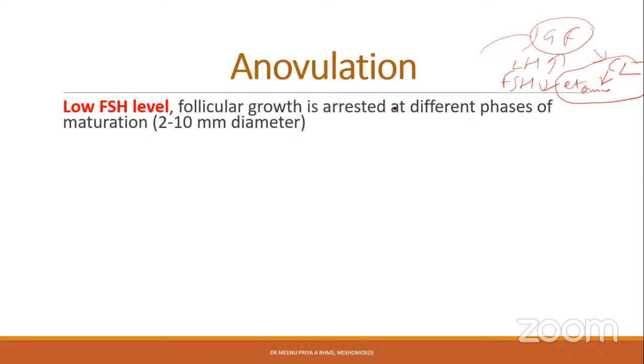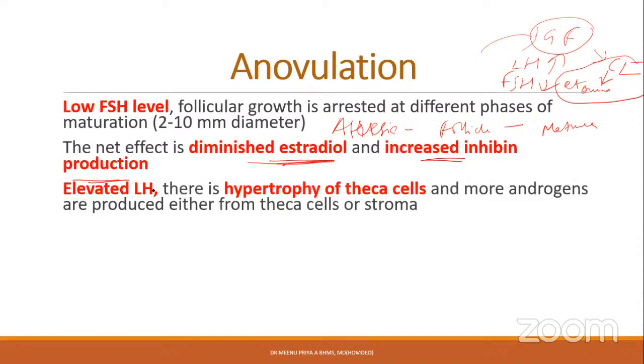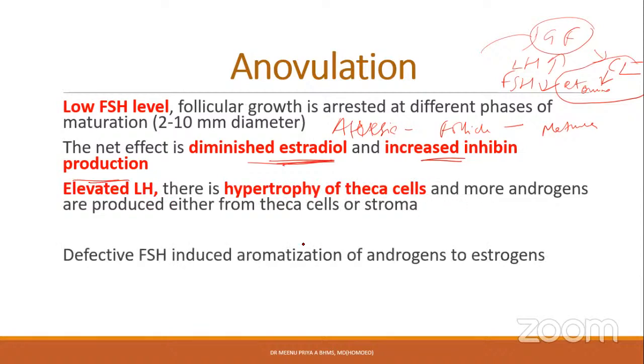So follicular growth is arrested at different phases of maturation, and atresia is occurring. The follicles are going into atretic stages. They're not going into proper maturation. They are just in different phases of maturation. And then the net effect is diminished estradiol and increased inhibin production. And then with elevated LH, there is hypertrophy of theca cells, again more androgens, and then defective FSH induced aromatization of androgens to estrogens.